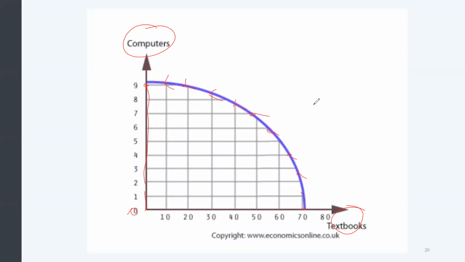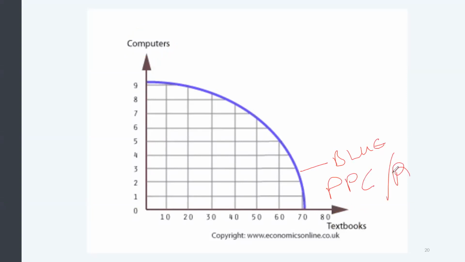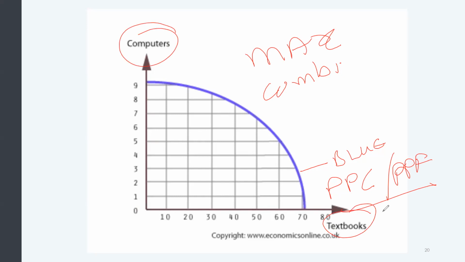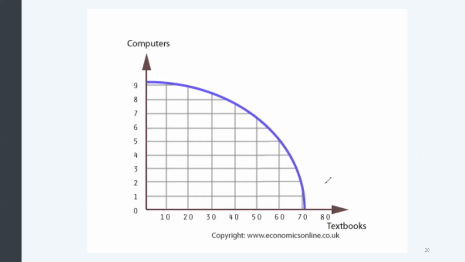So the production possibility curve or the production possibility frontier is definitely this line over here, this blue line over here. This is what we call the PPC or the PPF. It represents the maximum combination of the different goods or services that we can produce given the resources that we have within the economy, right?